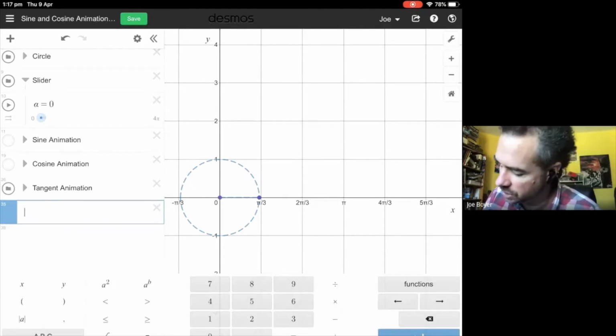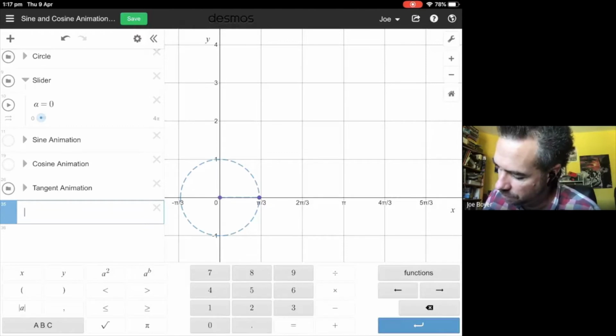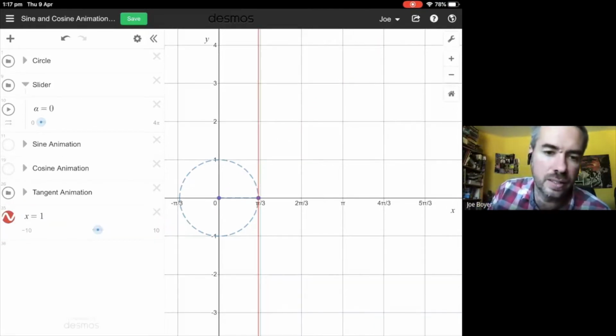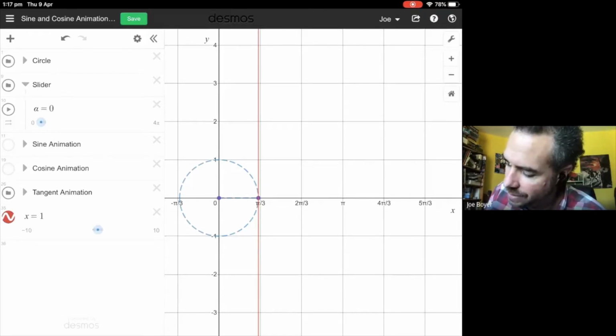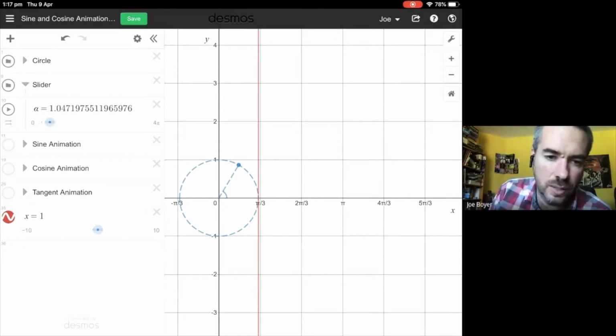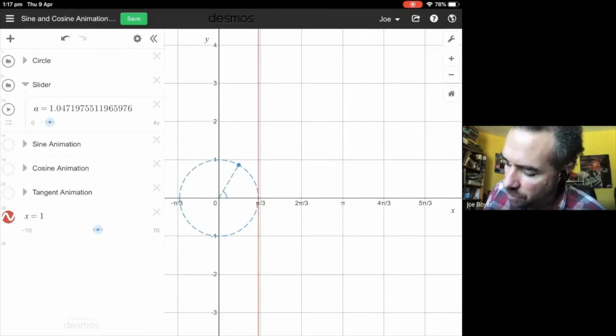Actually, I can even just get it to draw the line x equals 1. That red line there is the tangent to the circle. And remember that as our angle gets up, we're going to think about where we might extend that line to hit the red line. Let's think about what's going to happen then.